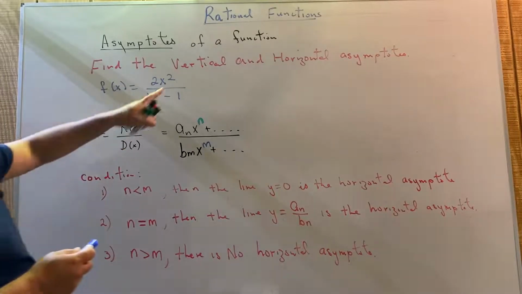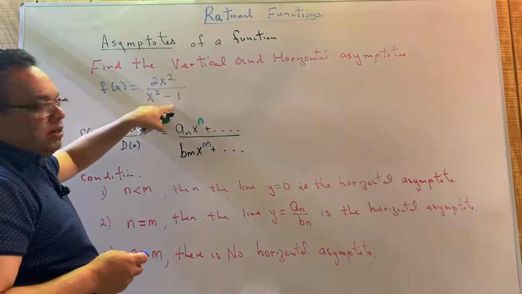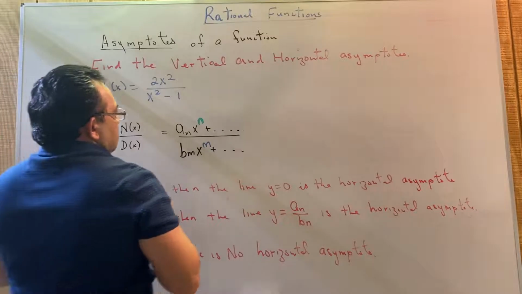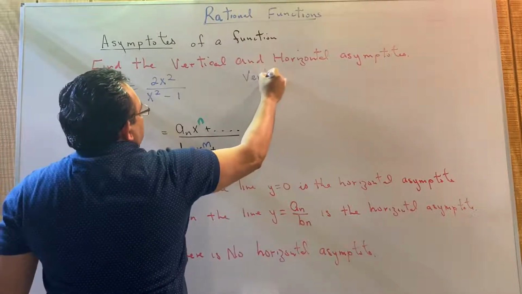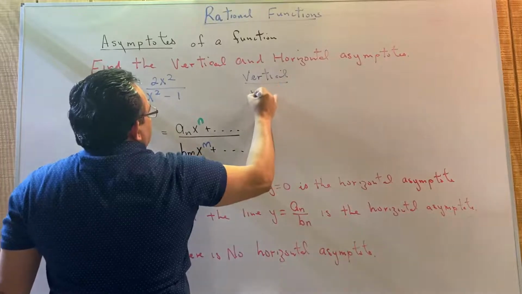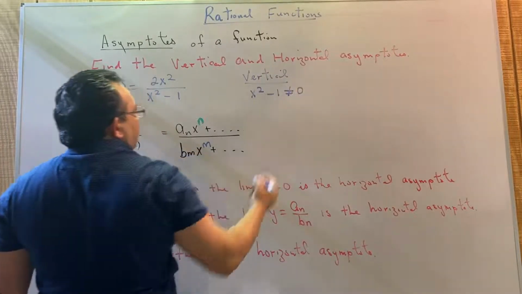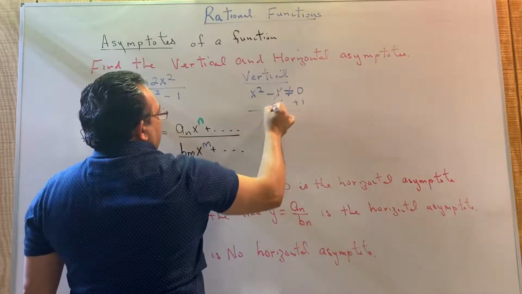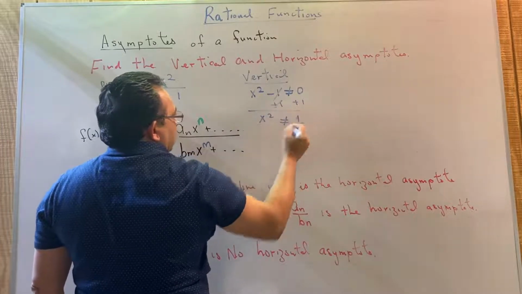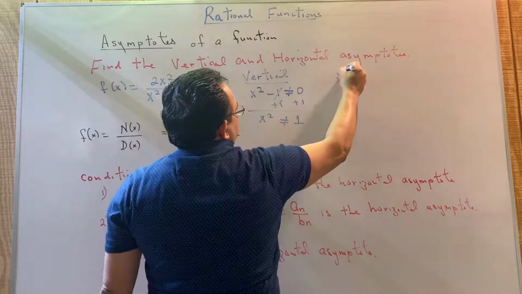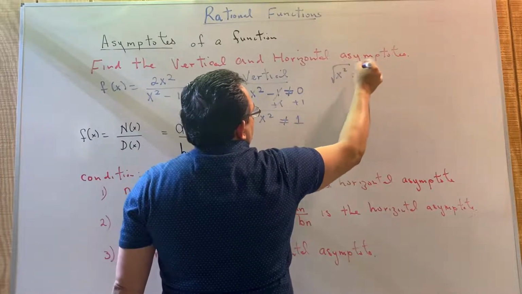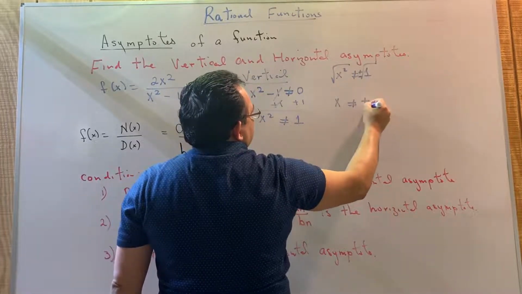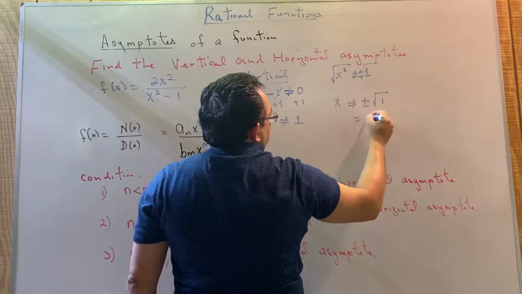Well, we know how to find vertical. Vertical is taking the denominator, set it not equal to 0, and the values that we obtain, those will be the vertical. So for the vertical, we said that x squared minus 1 cannot be equal to 0. So we'll add 1 to both sides, and we have x squared cannot be equal to 1. But then we take the square root of both sides. Don't forget we'll get a plus or a minus. So x cannot be equal to plus or minus the square root of 1, which is plus or minus 1.